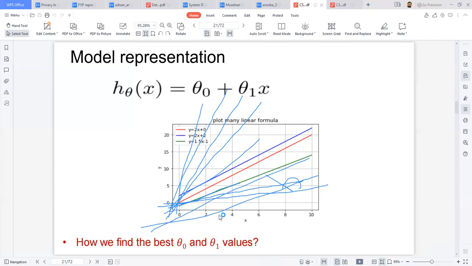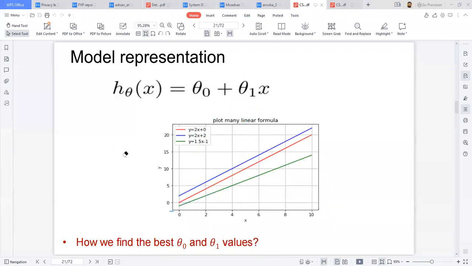I'm just trying. I don't know where it is. Yeah. So it's come here. Okay. So I hope you understood how the regression is working.